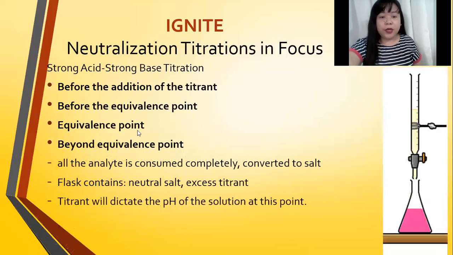After this, beyond the equivalence point, it will be visually manifested by a strong pink color coming from the chemical indicator if you're using phenolphthalein. And then all the analyte is consumed completely, converted into salt, and aside from that, we're going to have an excess amount of titrant in the solution. So in this case, the excess titrant will dictate the pH of the solution.